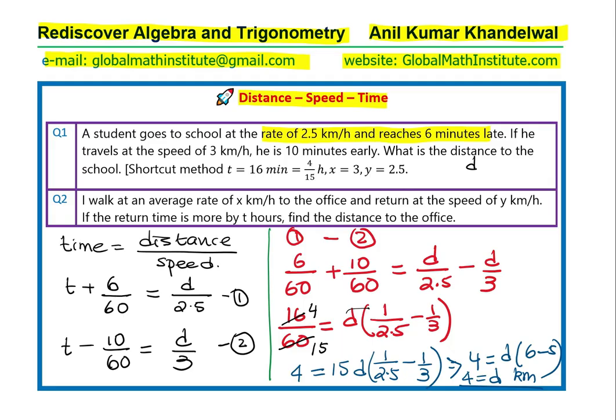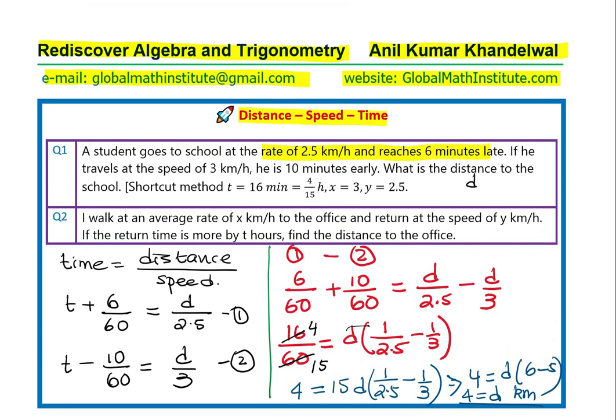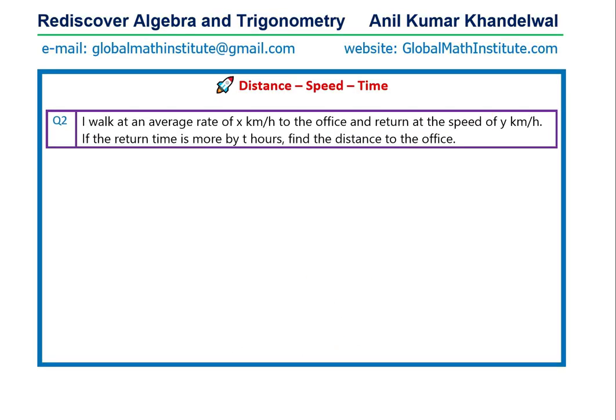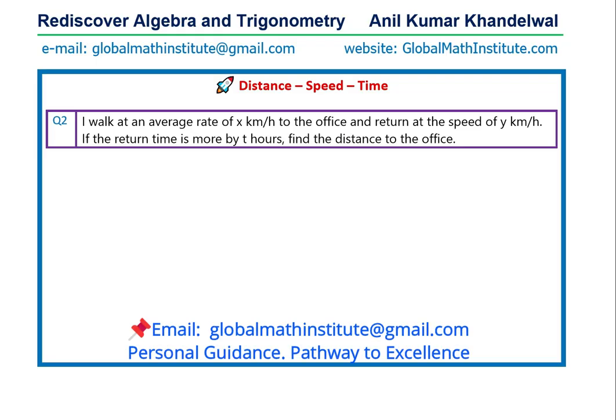Now, let's do part B, rather question number 2, and see how we do these kinds of questions in general. Let's do it on a fresh page. So now here we have: I walk at an average speed of x kilometers per hour to the office and return at a speed of y kilometers per hour. If the return time is more by t hours, find the distance to the office.